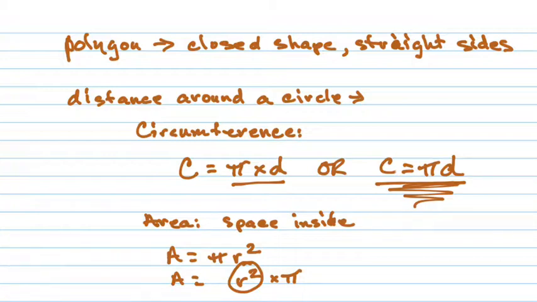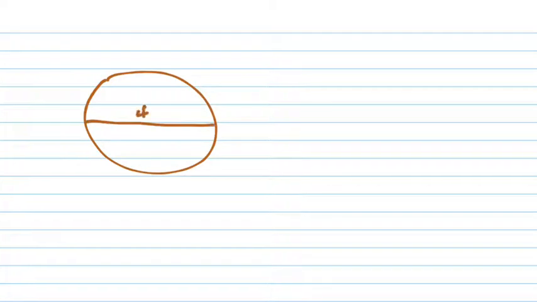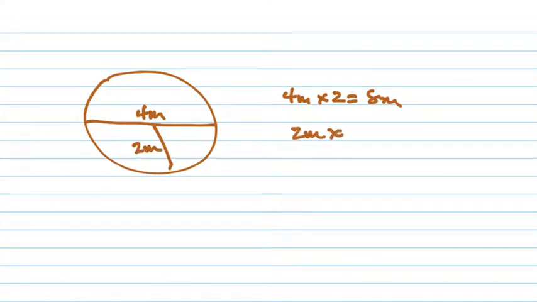Because it's not doing it by 2. It's squaring it. Look. So let's say I have a circle, and this is the diameter, and the diameter is 4 meters. If I take 4 meters times 2, that gives me 8 meters, right? The radius is 2 meters, because it's half of it. 2 meters times 2 does indeed give me the 4 meters that I started with. But the formula is not times 2. The formula is pi r squared.